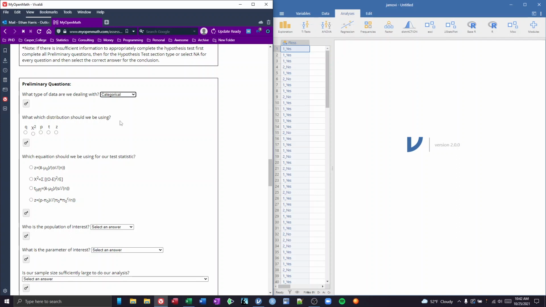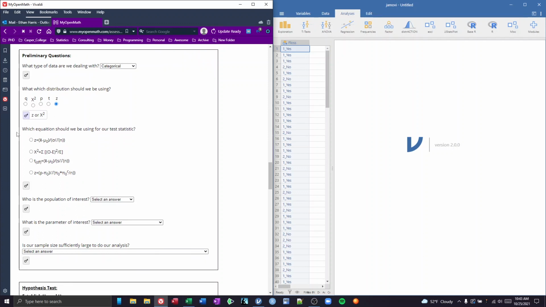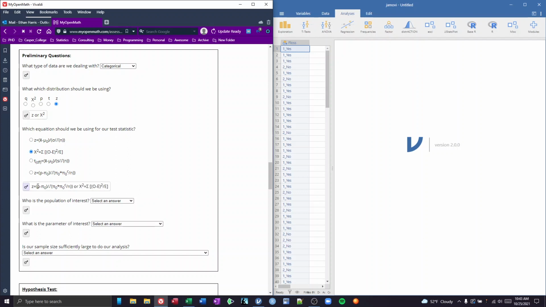And the distribution that we're going to be using for our test is actually either the chi-squared or the z distribution. There's a couple different ways that we can actually do a one sample test, and I will take either one. If you do it by hand, it'll be a z. If you do it in Jamovi, we'll get a chi-squared. So the equation that we're going to be using, if we do it by hand, is this z equation. But if we use Jamovi, we actually use this chi-squared, where we're looking at the observed and the expected proportions. We'll dive into this equation later on in class, but for right now, I will take either of those answers for what equation we should be using.